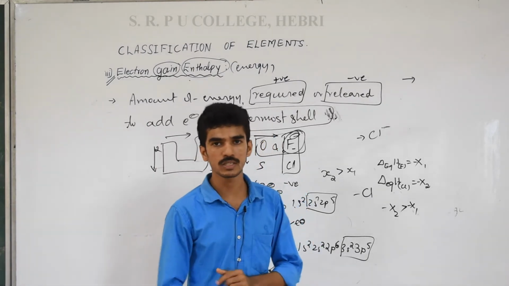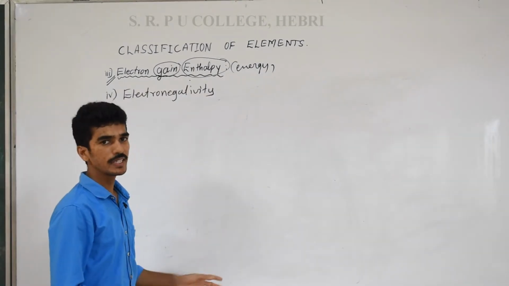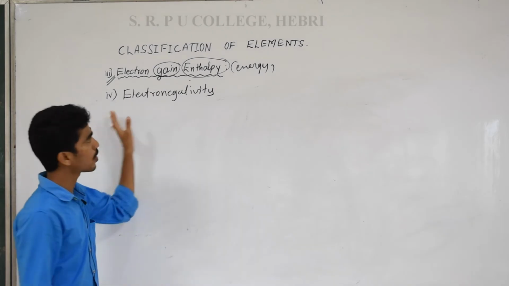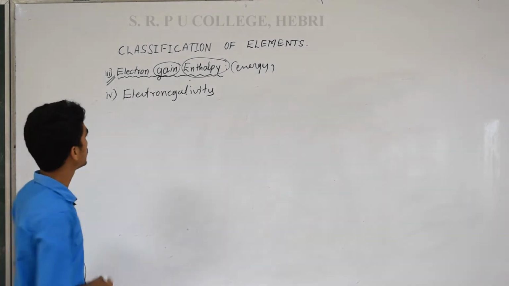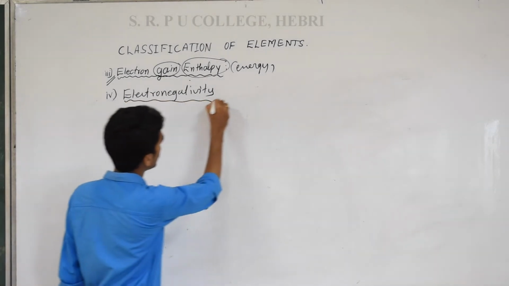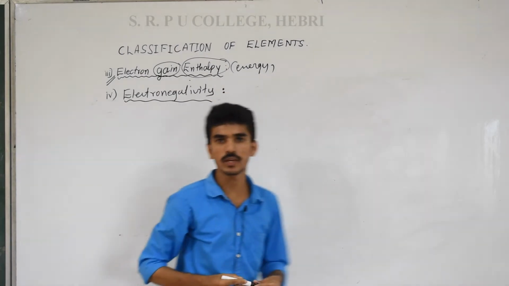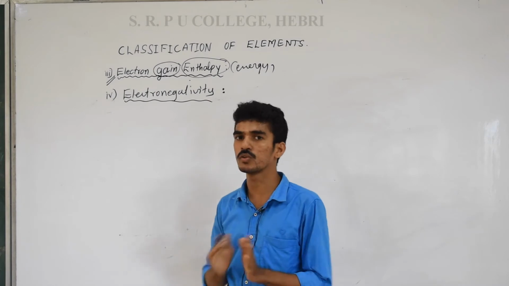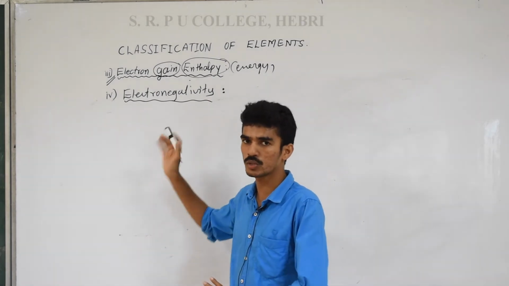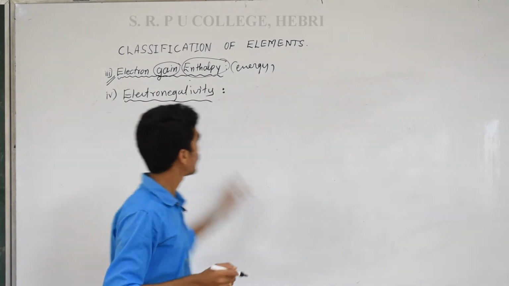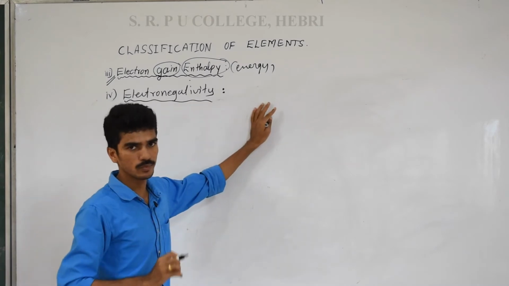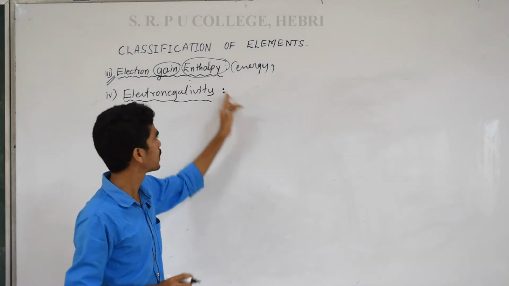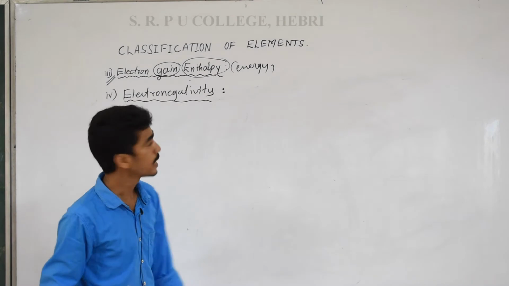One more term is present that we'll discuss now, the last physical trend in the periodic table: electronegativity. Don't confuse electronegativity with electron gain enthalpy, because both are different, but there is a bit of similarity between them.